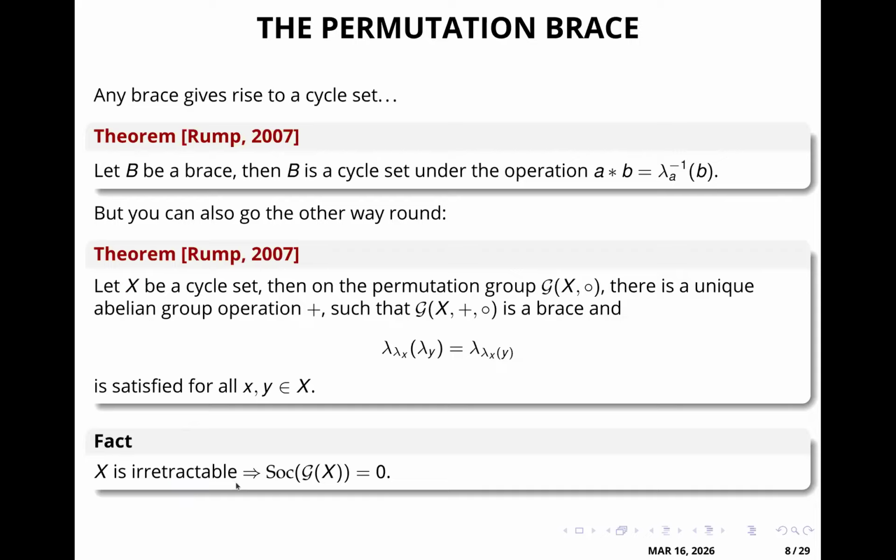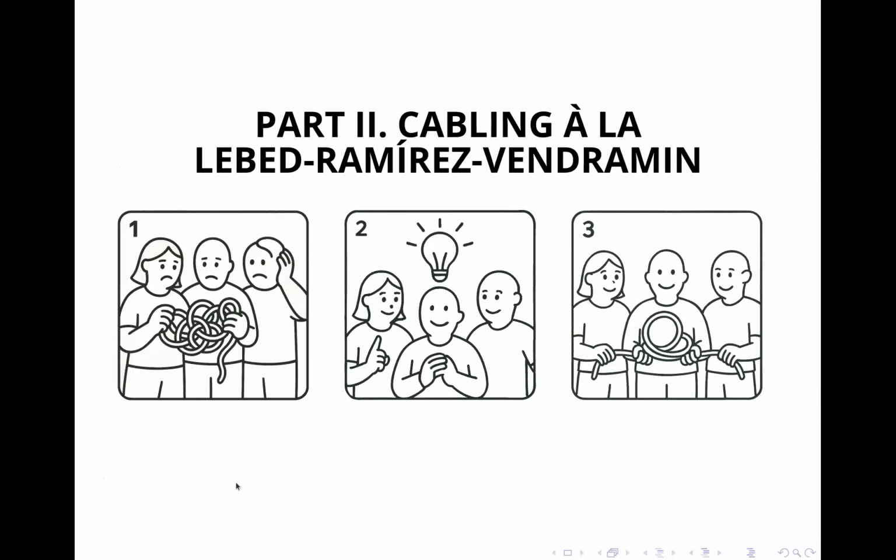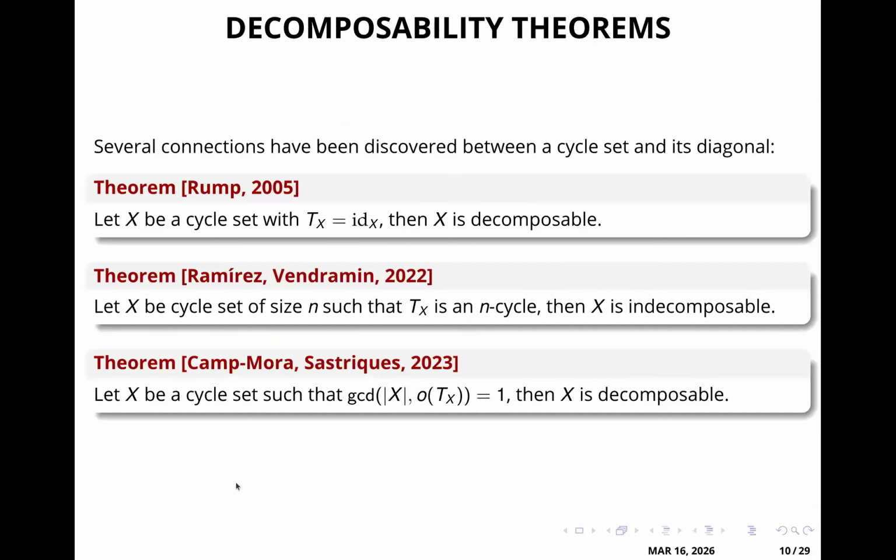So now we have all the ingredients to talk about endocabling. To talk about cabling in the classical sense, which is a technique introduced by Lebed, Ramírez, and Vendramin to prove certain decomposability theorems. So what are typical decomposability theorems? These are theorems that typically give conditions to recognize when a cycle set is decomposable. And typically, the interesting decomposability theorems are those which relate the structure of the diagonal map to decomposability.